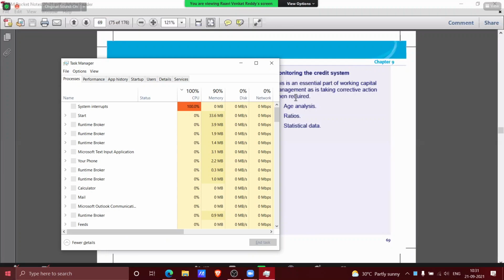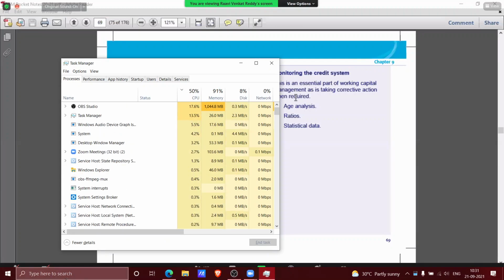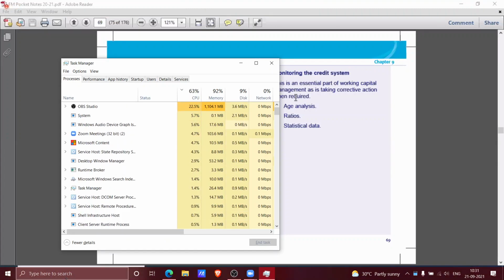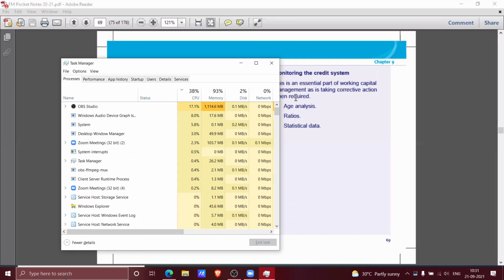Then ratios. We can consider ratios like the debt collection period, and certain important ratios of the customers like the interest coverage ratio and even the gearing ratio, nothing but the debt equity ratio. And we can also depend upon other statistical data to monitor the credit system.